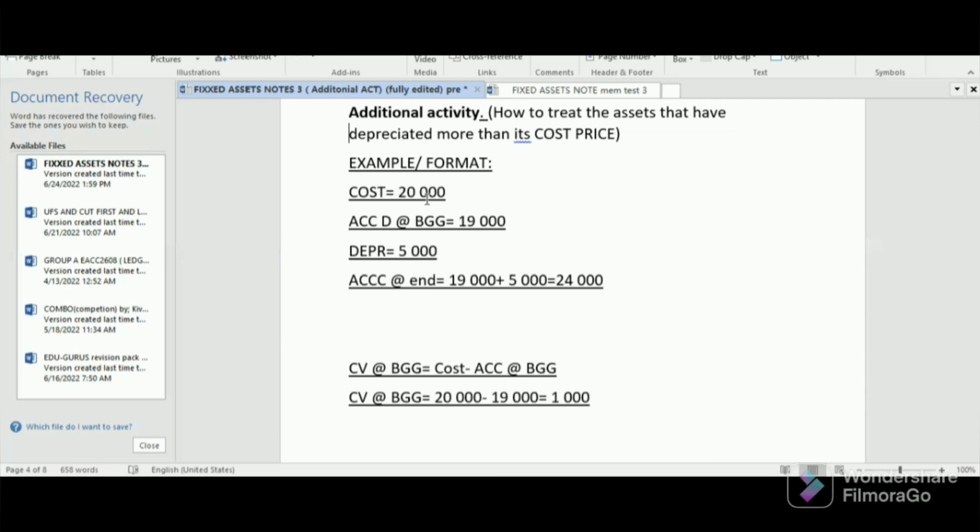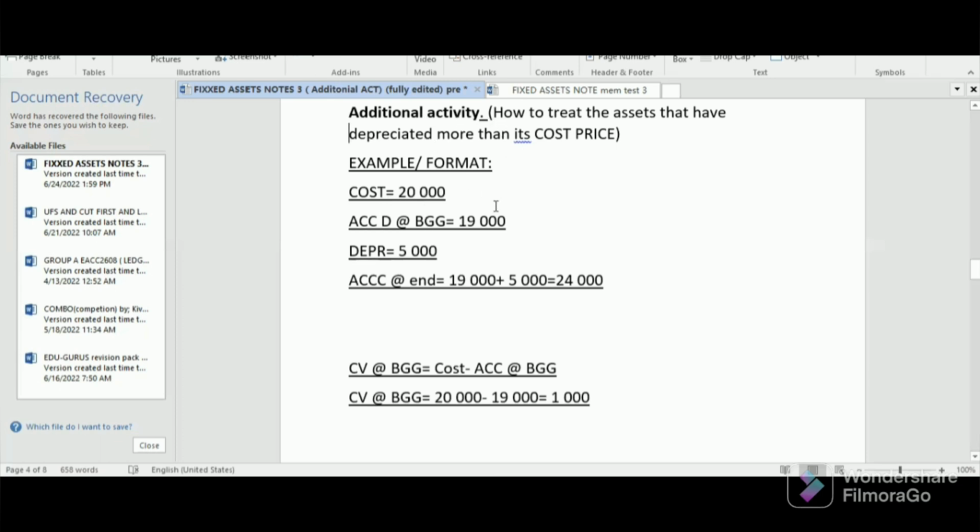And when you come to your year 6, the asset will also depreciate. And when you take your accumulated depreciation at the beginning and add the depreciation, it will give you a higher value than your cost price. I hope it does make sense, guys. But then we're going to go through this example, right?